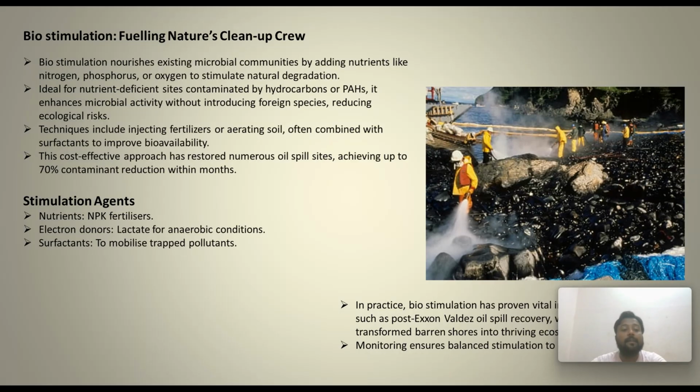Some of the stimulation agents are nutrients. We can provide nutrients like NPK fertilizer that provide nitrogen, phosphorus, and potassium. And second is electron donor. We can use lactate for anaerobic condition. Then surfactant. We can add surfactant to mobilize trapped pollutants.